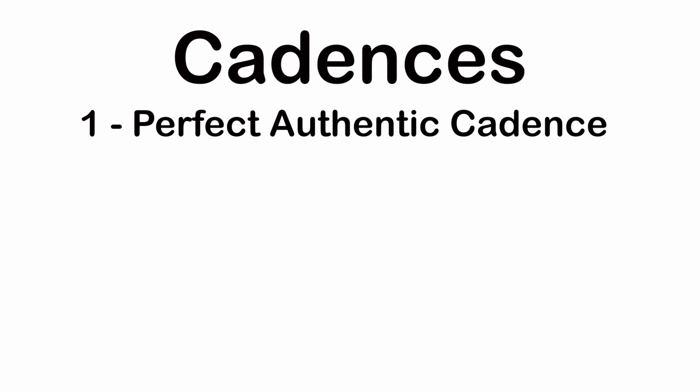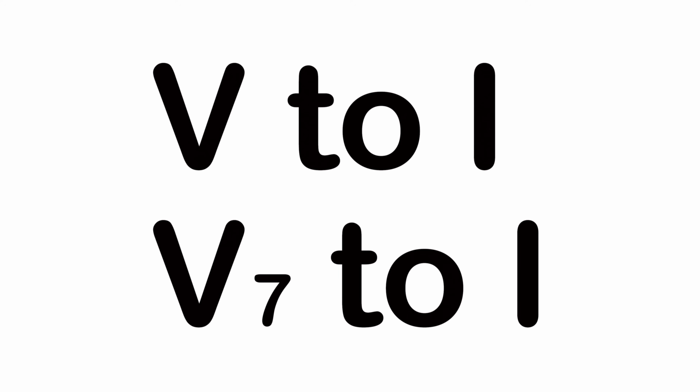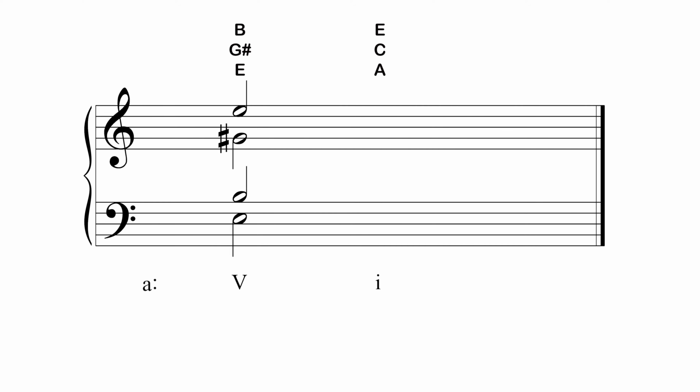A variation of the perfect authentic cadence is the imperfect authentic cadence. This cadence is weaker than the perfect authentic cadence. This progression goes from the 5 chord or 5/7 chord to the 1 chord, but the 1 chord has the 3rd or 5th of the chord in the soprano. Let's make an imperfect authentic cadence in A minor.